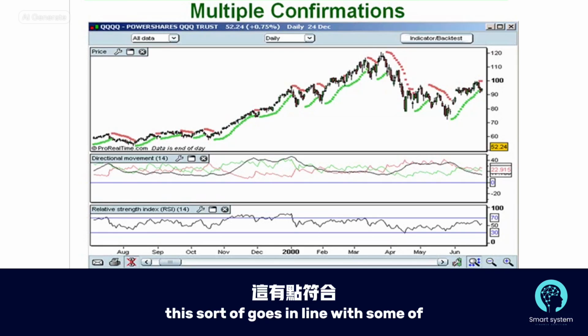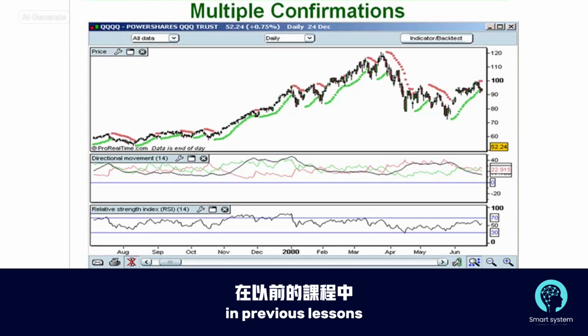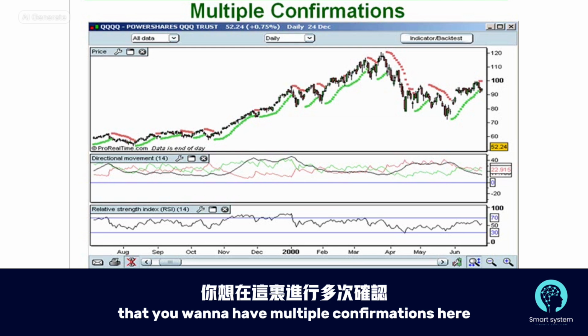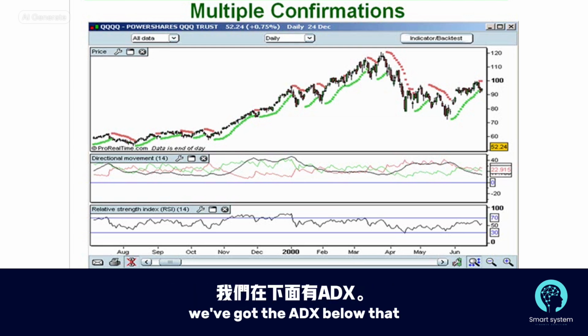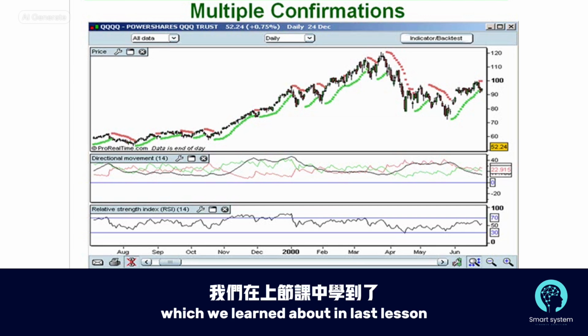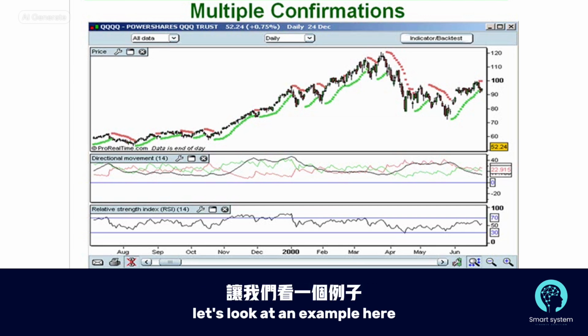This sort of goes in line with some of the things that we've been talking about in previous lessons, that you want to have multiple confirmations here. So we've got the Parabolic SAR plotted on price, we've got the ADX below that, which we learned about in the last lesson, and we've got the relative strength index. Let's look at an example here.